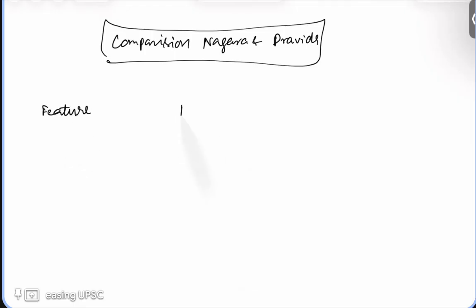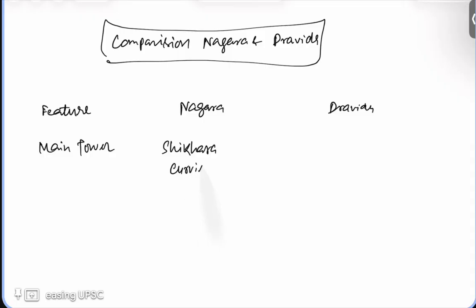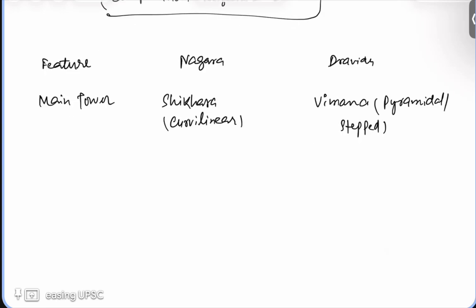Feature: Nagara versus Dravida. The first feature is the main tower. In Nagara, the main tower is the Shikhara, which is curvilinear. In Dravida, the main tower is the Vimana, pyramidal and stepped. Crowning element: Amalaka.